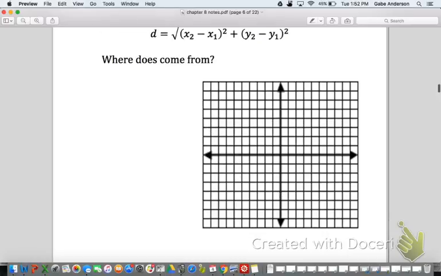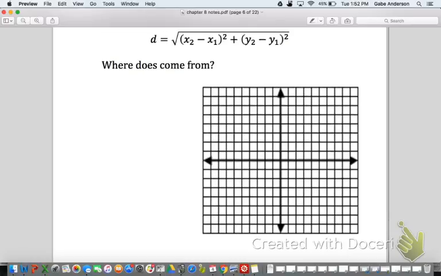Okay, here we go. Where does this come from? In a brief description, it comes from the Pythagorean theorem, as you might have guessed. So I want to give you just a brief example of this. Bottom line here, I want to make sure that you understand where it comes from, but I want you to be able to use it. So we'll use it here in just a second.